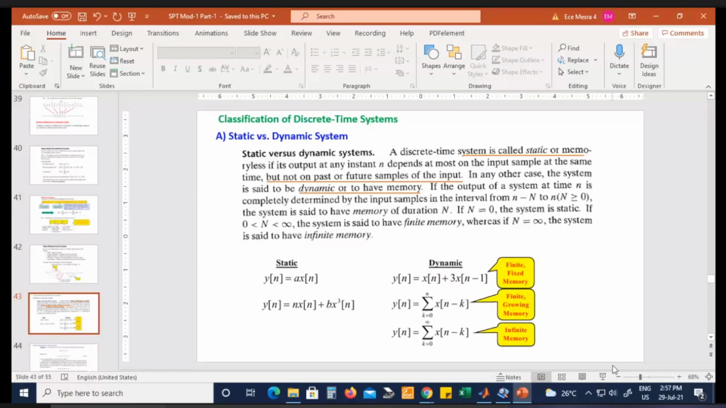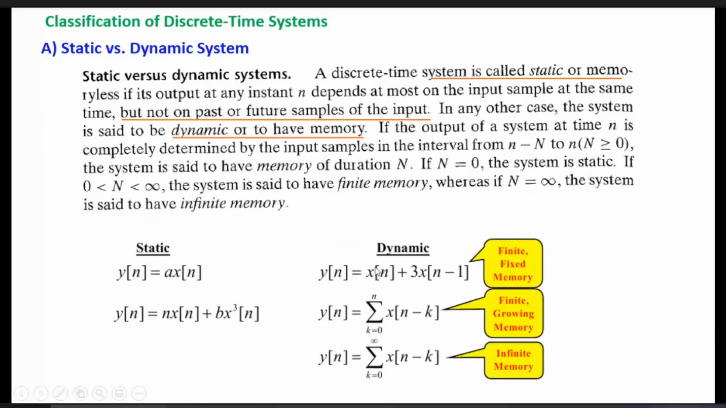So yes, you can see some examples in the slide: a static system and a dynamic system. In a static system, the output y[n] is purely dependent on the present value of x[n], no past values. So n and n, no n minus 1, no n plus 1.